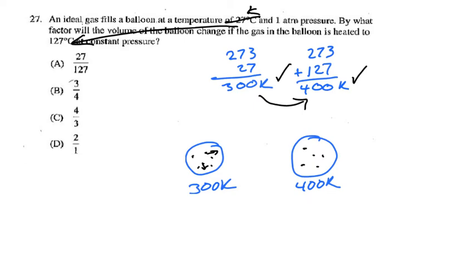So you would not want to choose 3/4 here. You would not want to choose B, because that would be getting smaller. 3/4 of something is smaller. So definitely you want to choose C here, because 400 divided by 300 is 4/3. So C is the answer.